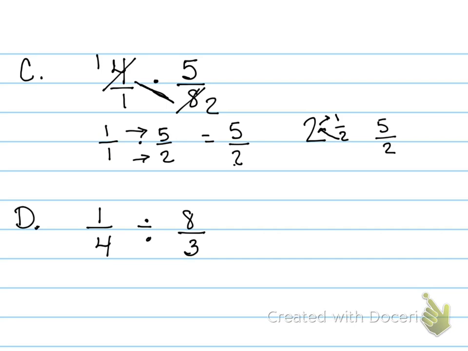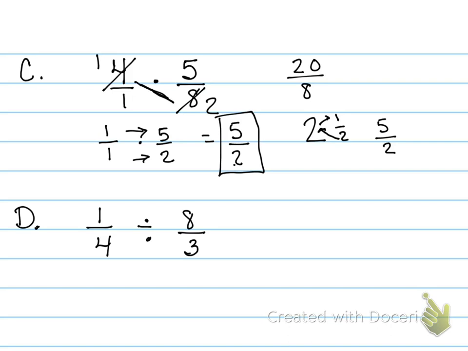So instead of going through all the trouble of changing it, leave it as a simplified improper fraction. It's perfectly fine. If I would not have reduced first, I would have had 4 times 5 is 20, and 8 times 1 is 8, and then I would need to reduce. Yes, it's improper, but it's not in its simplest form.